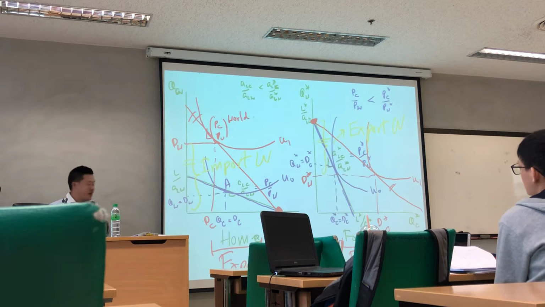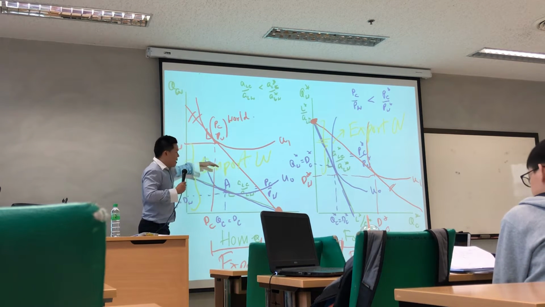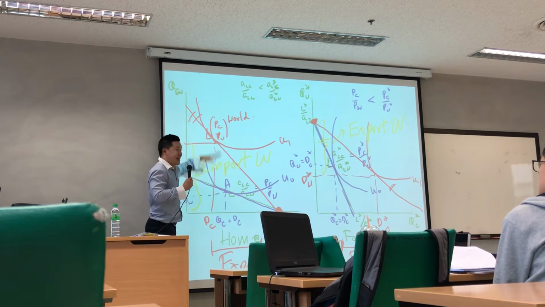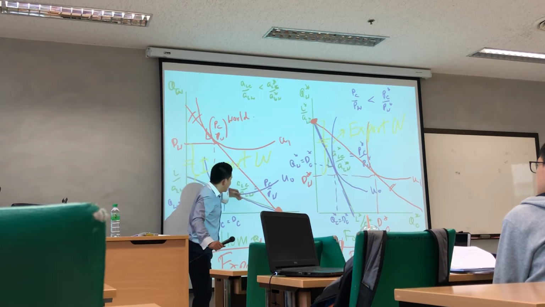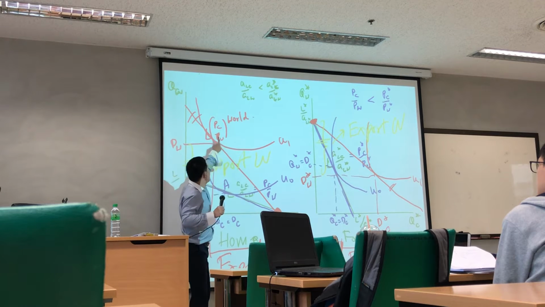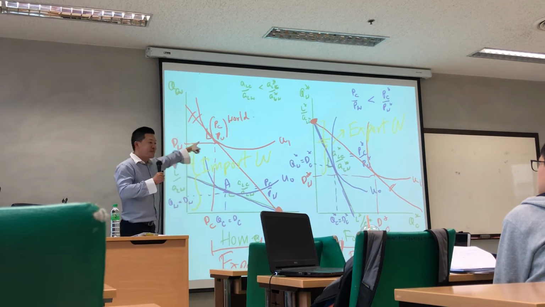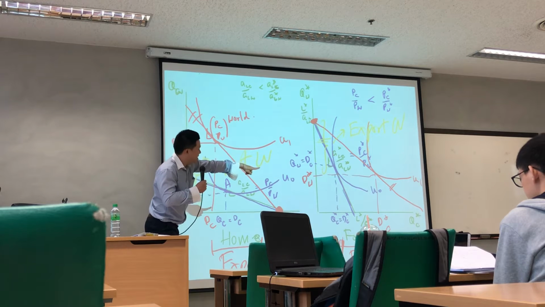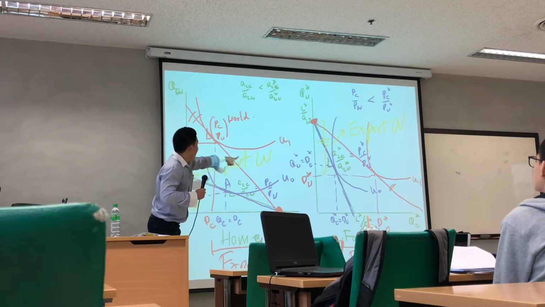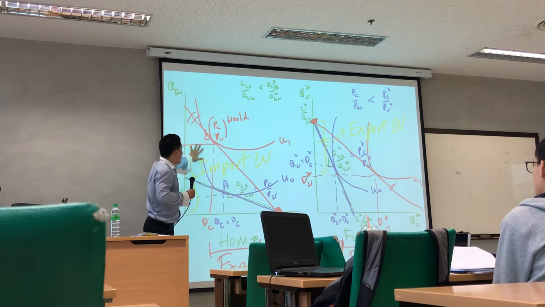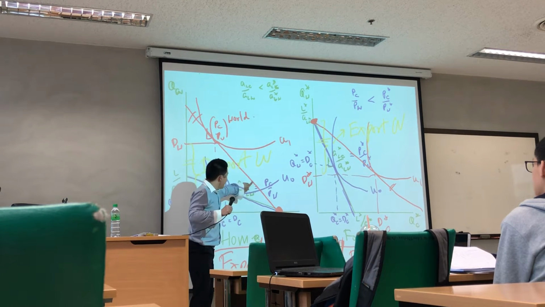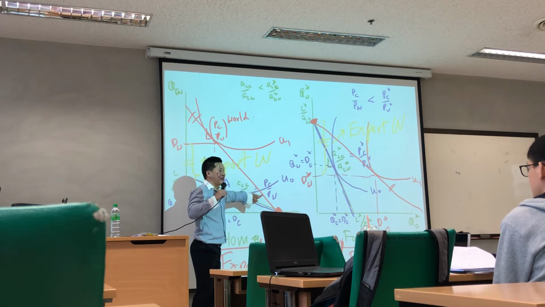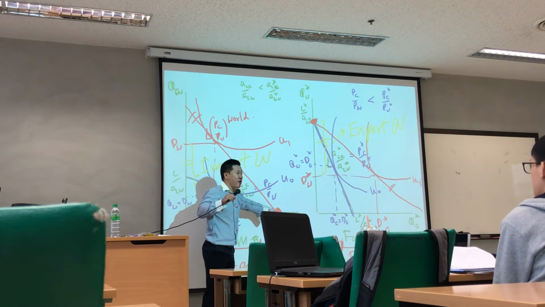Then we draw, after trade, the relative price of home increases, right? So the GDP line changes to this one, the red line, PC over PW world. For foreign, the relative price decreases. Then where is the production point? The production point is the tangent between the PPF and the GDP line. So this is the production point.